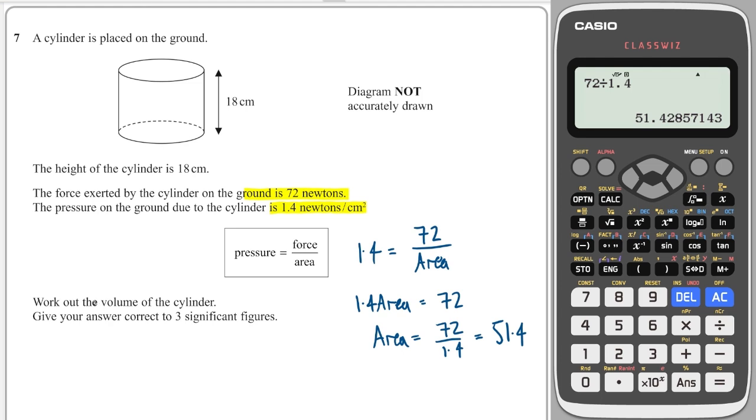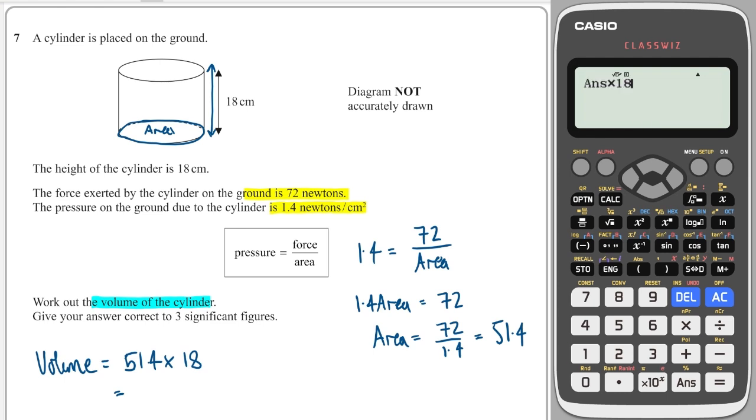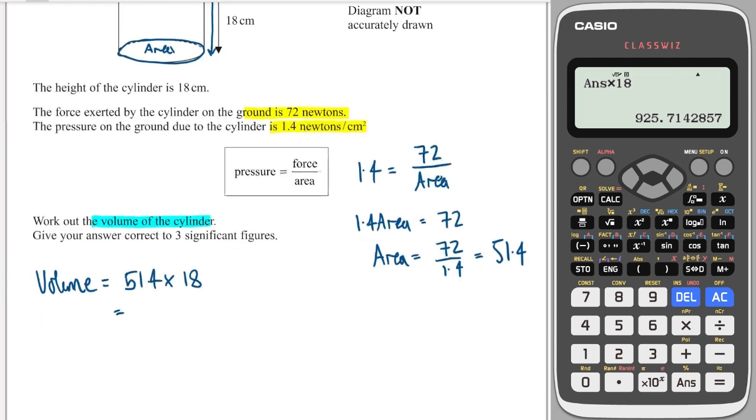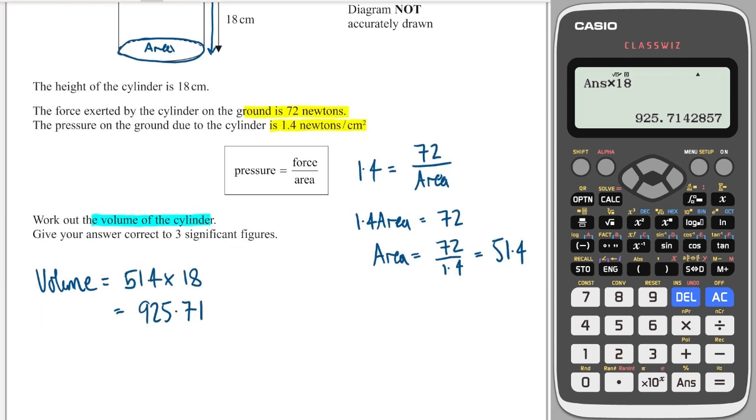Okay, so what we've actually been asked to work out is the volume of the cylinder. Now, we know from our formula booklet that the volume of the cylinder is the area, or the cross-sectional area, which we've just worked out, multiplied by the length, or the height in this case, or how far that area gets pushed through the shape to create a prism. So to work out the volume of this prism, I'm going to have to do the area multiplied by the height. So I need to take this and times it by 18, and that's going to give me 925.71. But it's asking for three significant figures, so that is equal to 926, the 5 rounds up to a 6. And that'll be centimeters cubed.